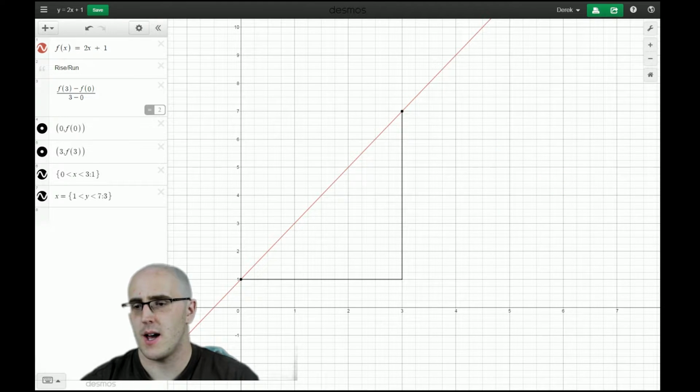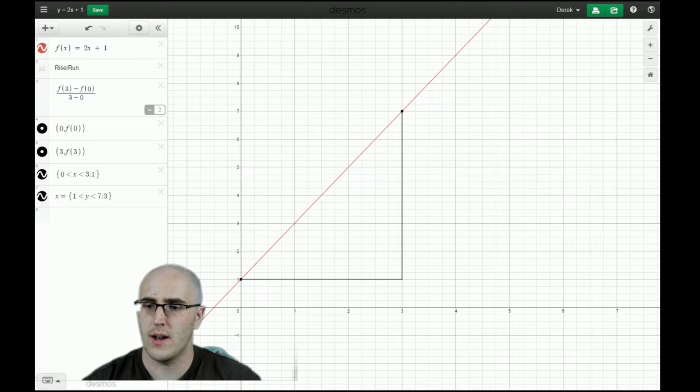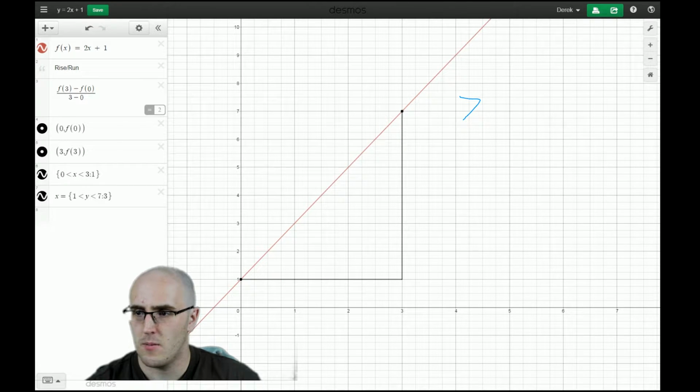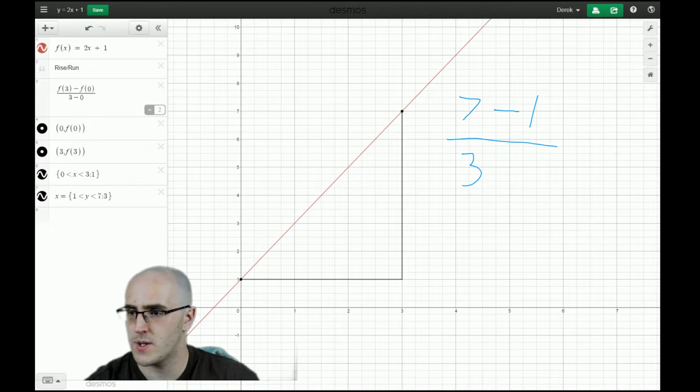Likewise, you might have been taught to do it like this, where you actually subtract the points from each other. Like f of 3, which is 7, minus f of 0, which is 1, over 3, which is our x-coordinate over here, minus 0, which is our x-coordinate over here. And that comes out to be the same value.